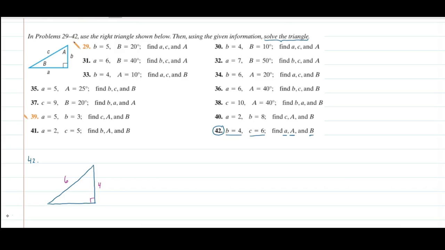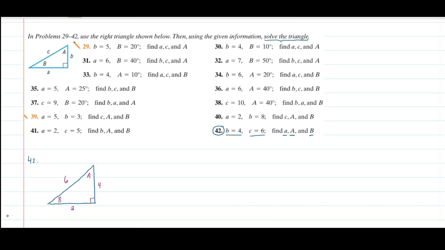And we don't know what side A is, so if you're thinking to yourself, why don't we use the Pythagorean theorem, we will do so in a moment. We don't know what angle A is, so we're going to leave it empty. We don't know what angle B is, we're going to leave that empty as well. And we don't know what side A is, so we're going to leave that empty. Let's go ahead and get started with this.